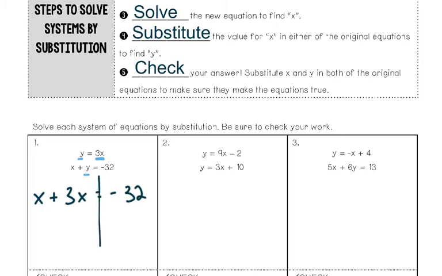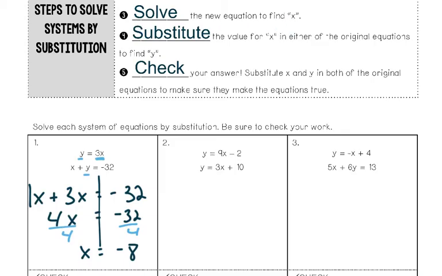So I'll draw a line down the equals, realize that 1x plus 3x is the same thing as 4x, and then I'm going to solve for my x. I'm going to do that in this case by dividing by 4, since it's times 4. So I'm left with x equals negative 8. That's what negative 32 divided by 4 is. So I solved my equation for x.